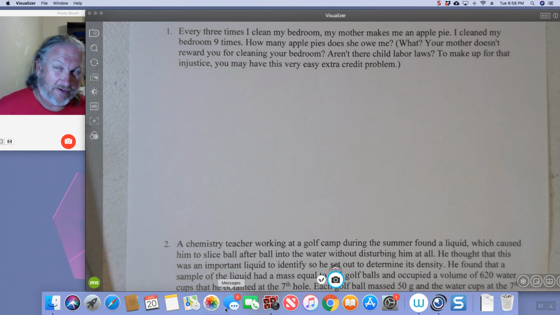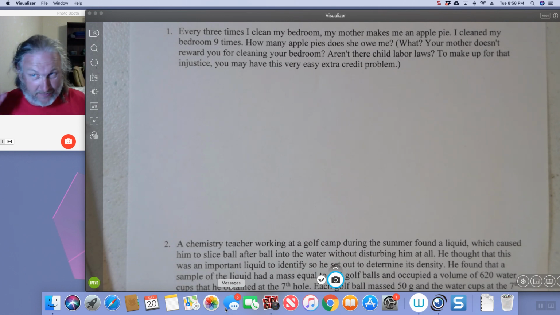Red Devil chemistry right here, right? Coach Scott, look, I got my hair out of a bun.